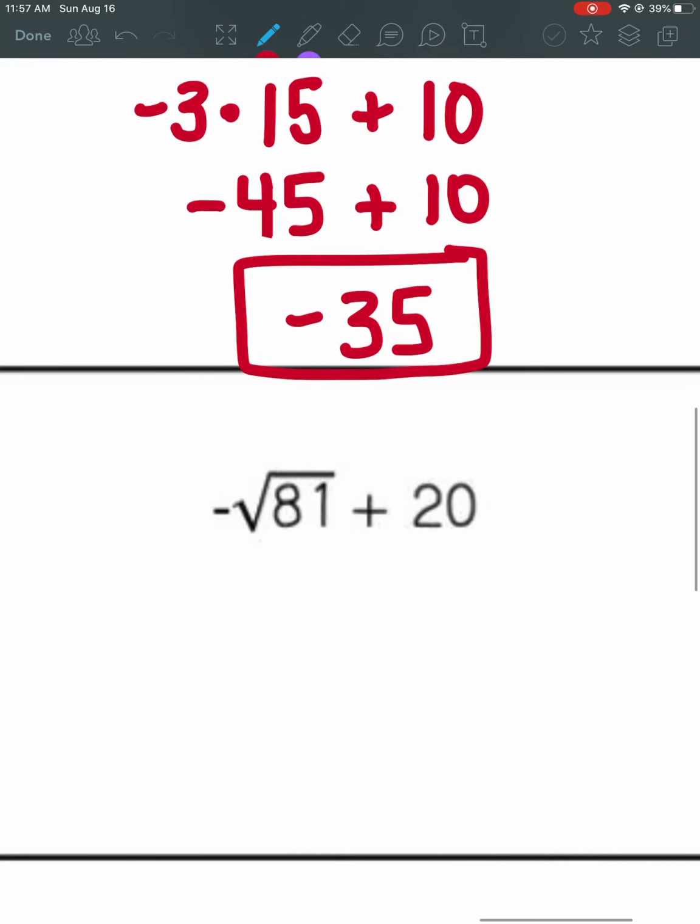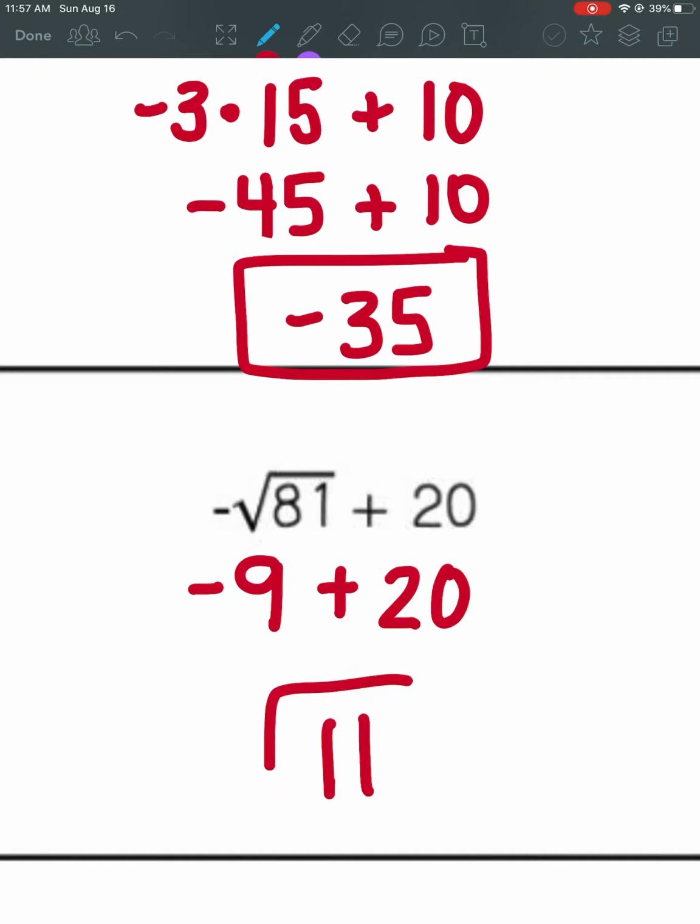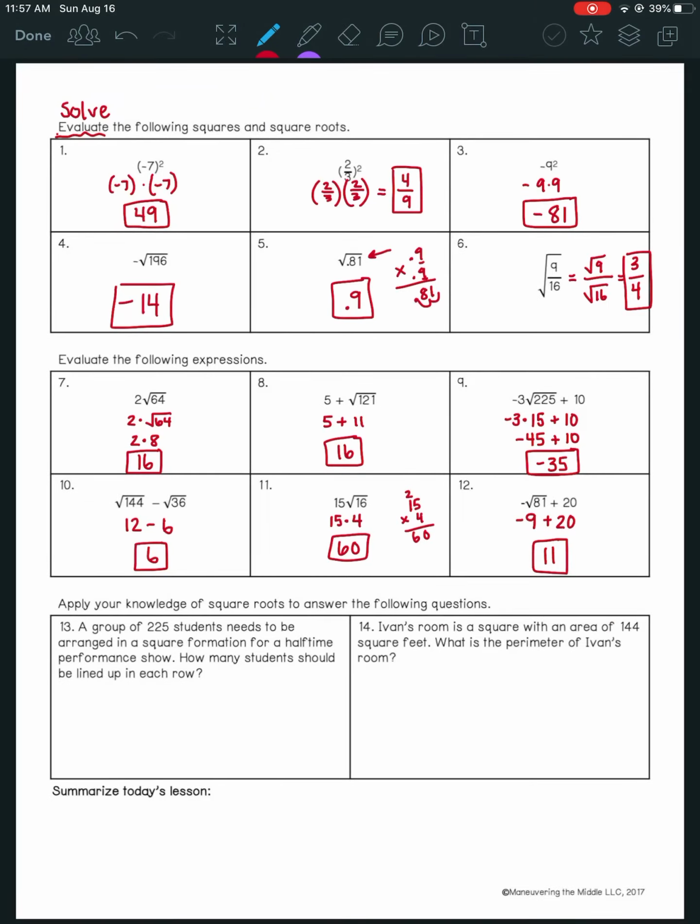Okay. Negative is out front of the square root, so negative, the square root of 81 is 9. -9 plus 20. Those are opposite signs, so we end up subtracting them because we're starting at -9. We have to go 9 to get to 0 and then keep moving up. So we'd subtract them, which is 11, and we keep the sign of that bigger number. 20 was bigger, so it stays positive.